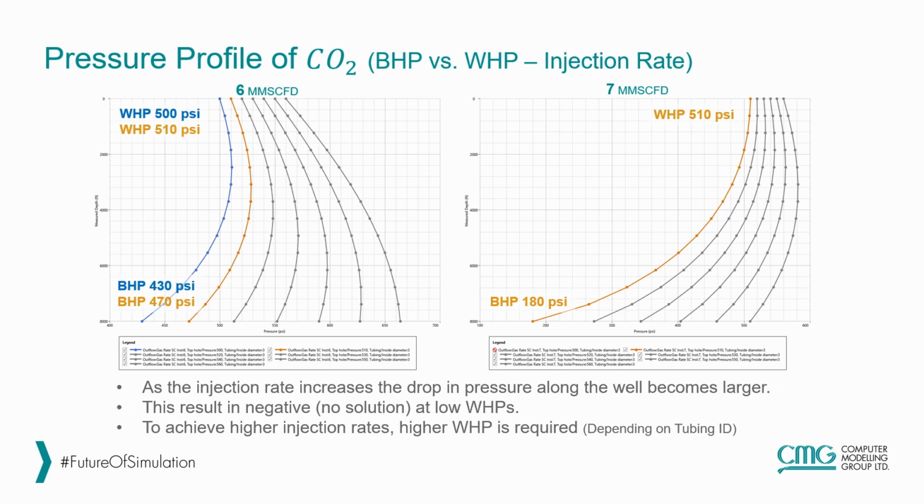So for some injection pressures, this results in negative bottom hole pressure or no solution at the bottom hole pressure. So to achieve higher injection rates, we need higher injection pressures. And this requires a suitable tubing inside diameter.